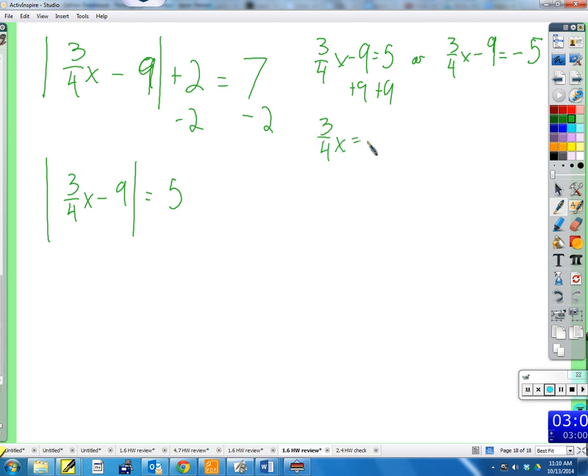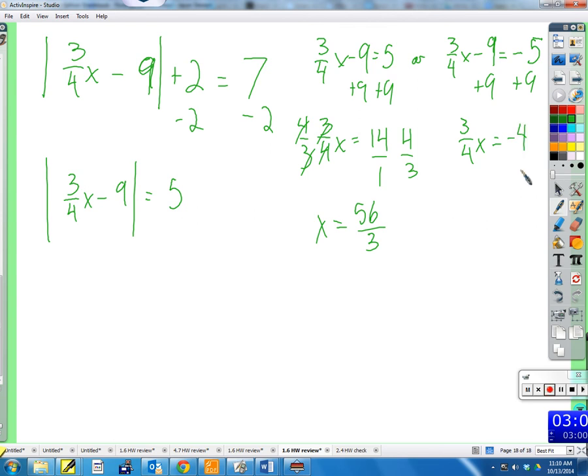3 fourths x equals 14. Multiply by 4 thirds, multiply by the reciprocal. Cancel the 3 and the 4, cancel the 4, and x is 56 over 3. We're done there. And then the other one, 3 fourths x is equal to 4, positive 4, multiply by 4 thirds.